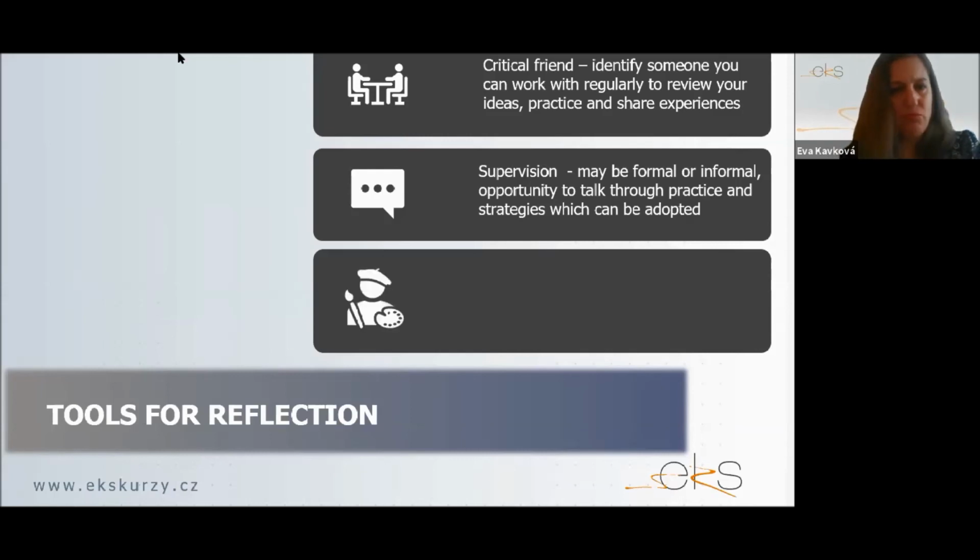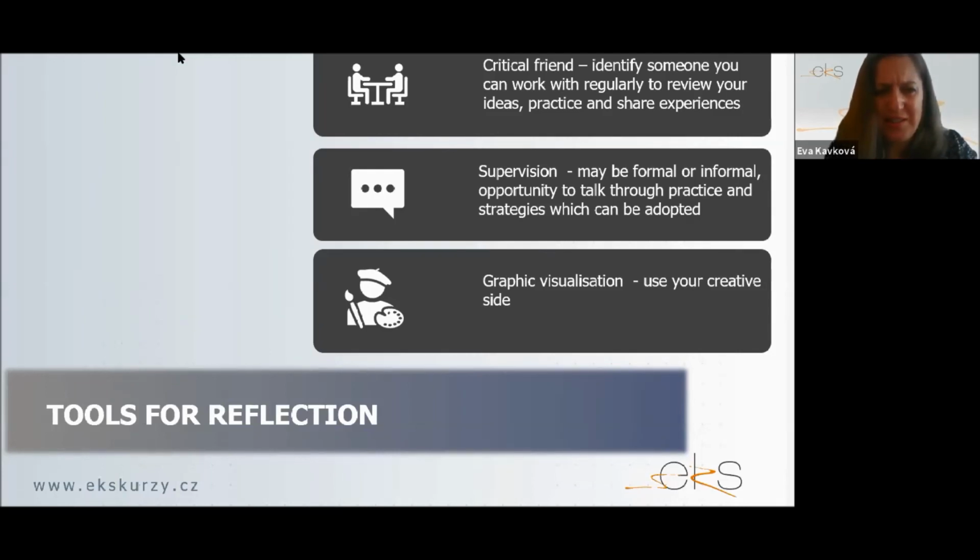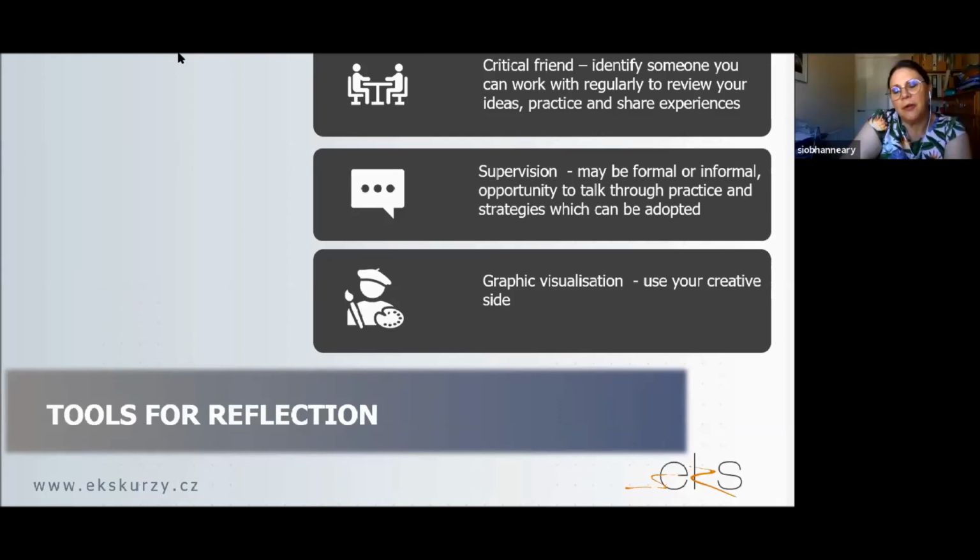Or you can use your creativity, and you can, for example, have a diary and write your diary about your work and your clients. And there are some really interesting examples, I think, written by Siobhan in the publication about different methods for reflecting and different tools and resources that you can use.